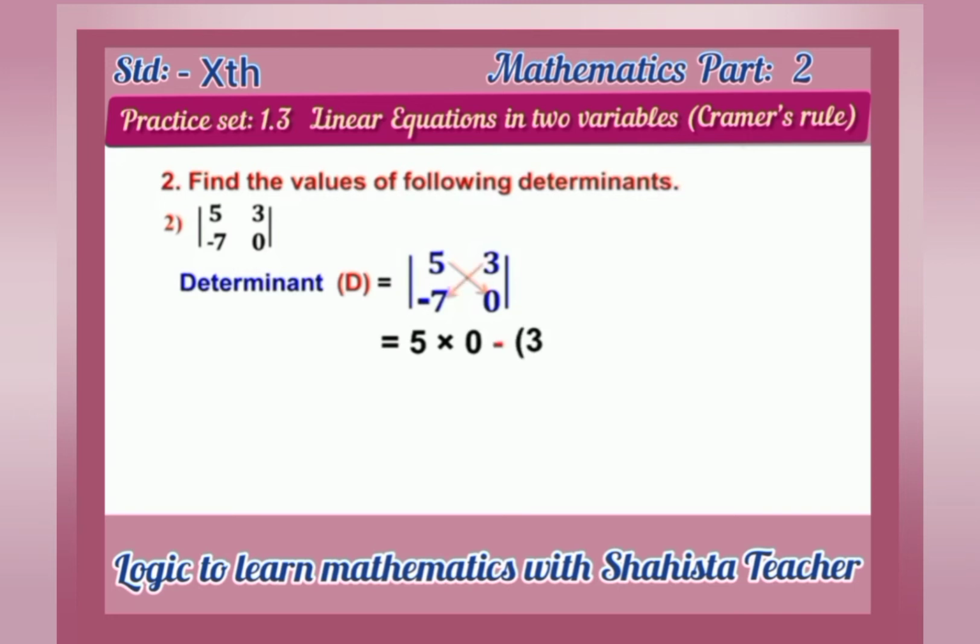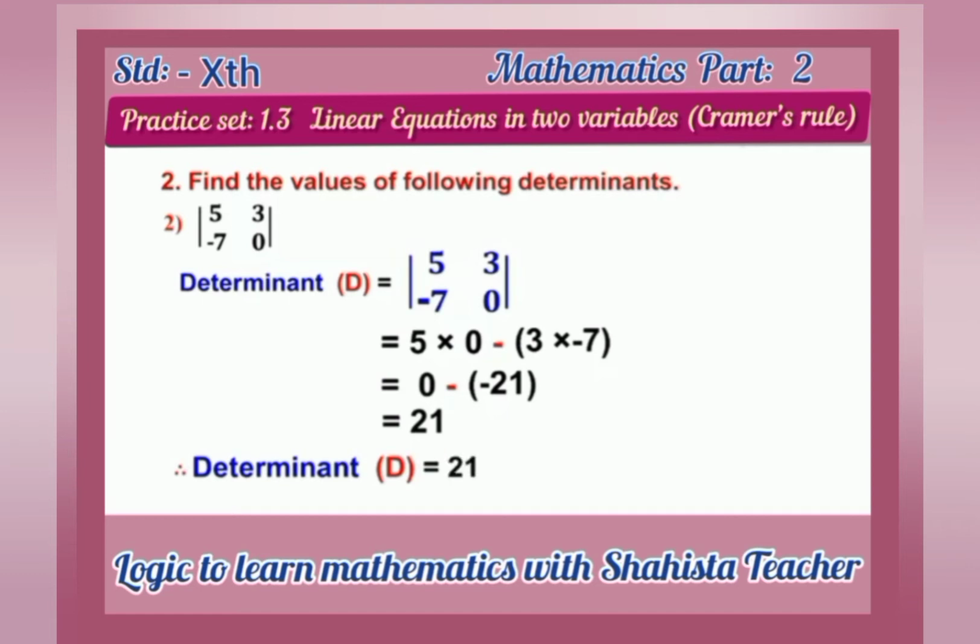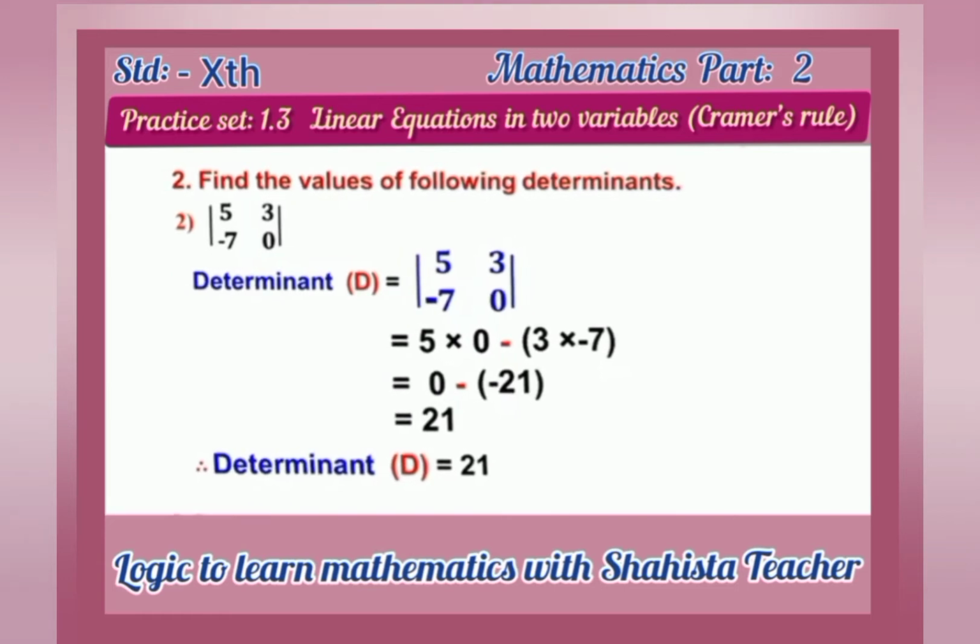Same multiplication we will do. So inside the bracket, 3 multiplied by minus 7. As you know, 5 multiplied by 0 is 0, and the minus sign stays. Now make a bracket, 3 7s are 21, minus 21. Close the bracket. Now minus minus becomes plus. So D is equal to positive 21, because minus minus is plus. Therefore determinant D is equal to 21. So simple and easy to solve sub-question 2. Yes, my dear students. Now let's solve another one.